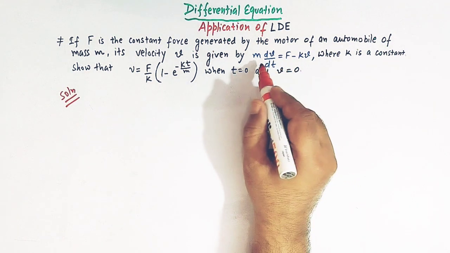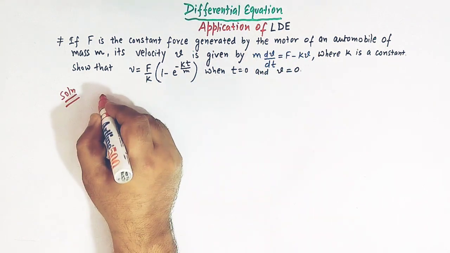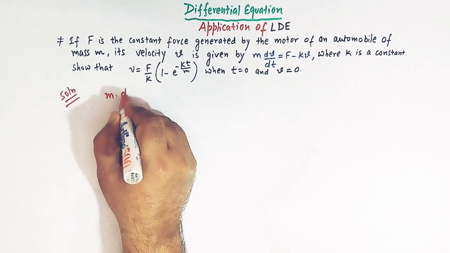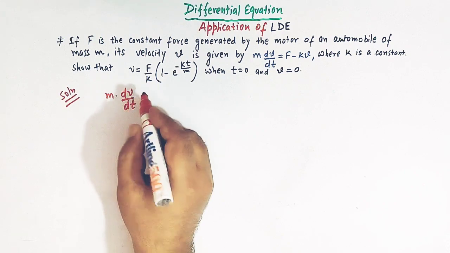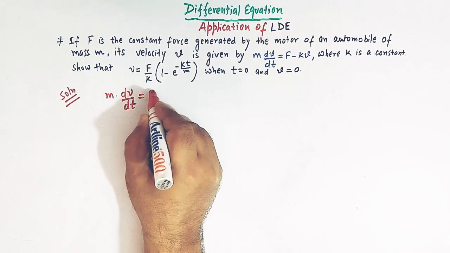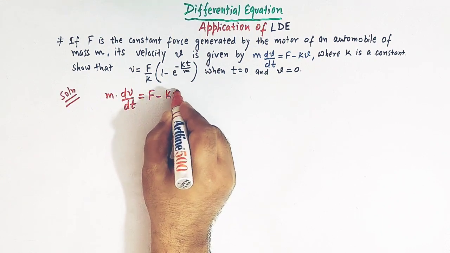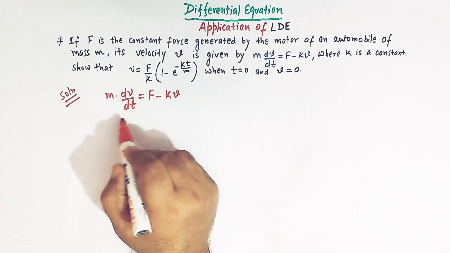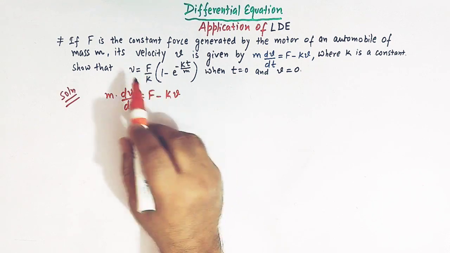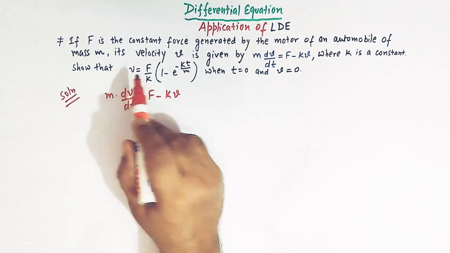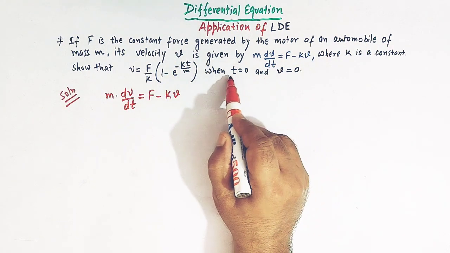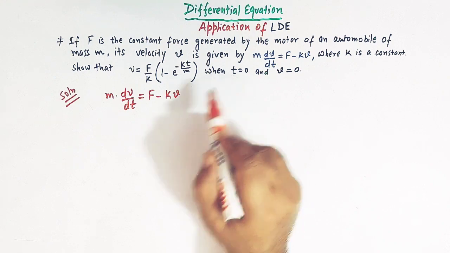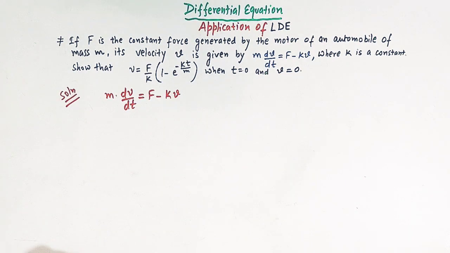Here we are given this expression: m is the mass times dv over dt, where dv over dt is the acceleration, and here we have F minus kv. Using this expression we have to find the expression for the velocity of the automobile after time t, given the condition that t is equal to 0 and v is equal to 0.